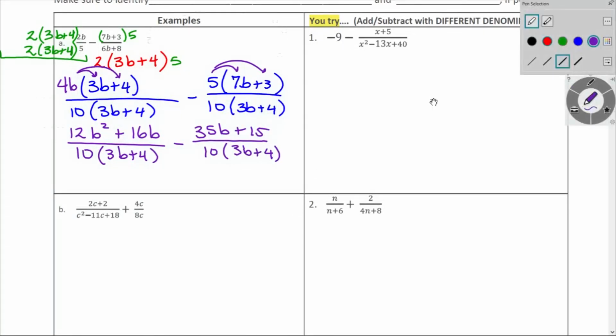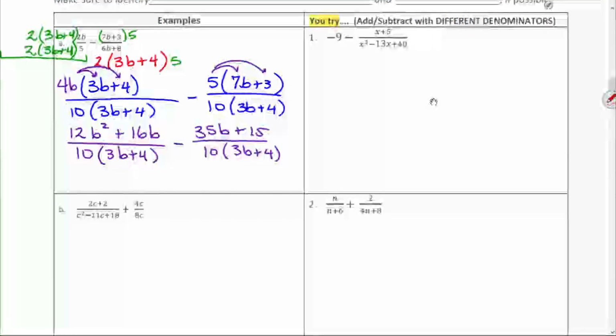Next is a very, very important step, okay? I'm subtracting this entire second fraction, this 35b plus 15 over 10 times 3b plus 4. The entire thing is being subtracted, not just the 35b. So to remind myself of that, what I do is I change this into plus, and then make this negative and this negative, and if I had more terms in the numerator, I would change every term in the numerator of the second fraction. Okay?